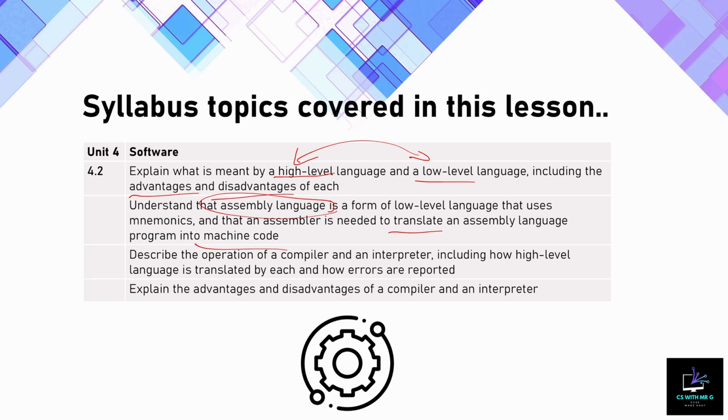We are also going to look at the difference between a compiler and an interpreter, which are two methods of translating high-level languages into a low-level language or machine code. And then finally, we will weigh up the advantages and disadvantages of a compiler and an interpreter and go over a brief summary of all of our new keywords for today's lesson. So a lot of new keywords today, a lot of technical jargon that I will try my best to break down and make this quite tricky topic as easy to understand as I can.